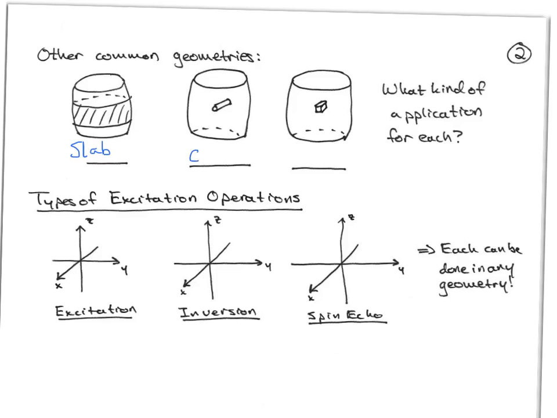There's also a cylinder excitation. You can create that using a spiral pulse, and that's often used for navigators. And then you can do voxels as well, and that would be used for spectroscopy.